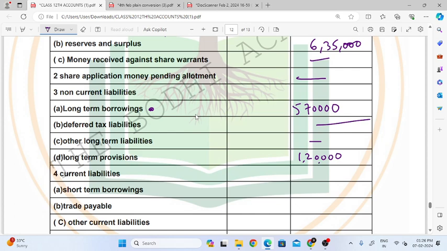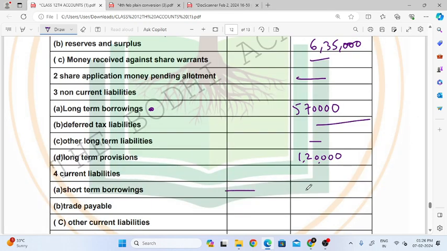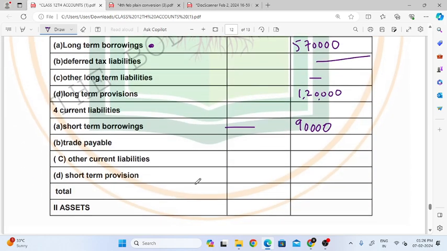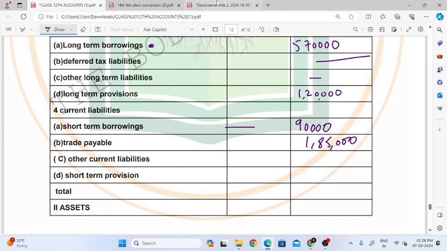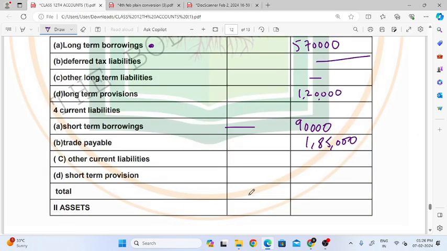Then current liabilities we have to check. Is there any short-term borrowings? Cash credit 90,000. Trade payables, creditors, which is 1,85,000. Then other current liabilities are there? No. Then short-term provisions, provision for tax, that is 48,000.